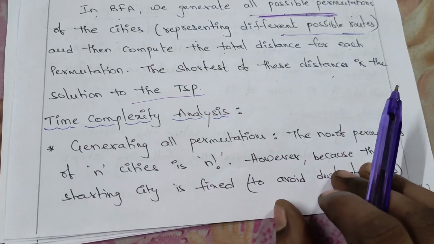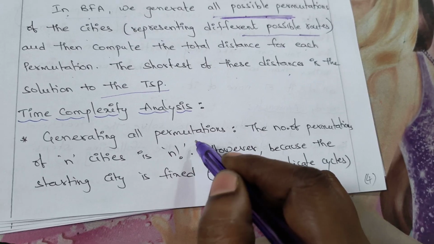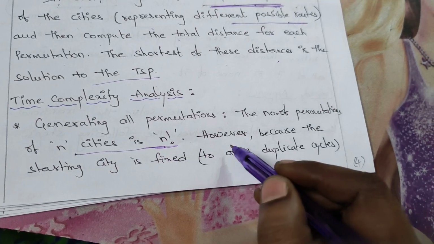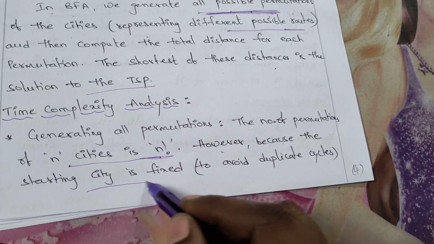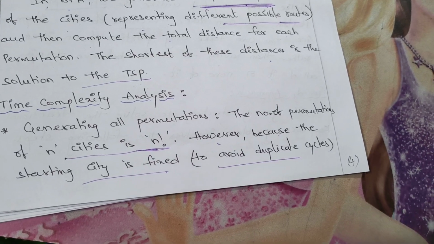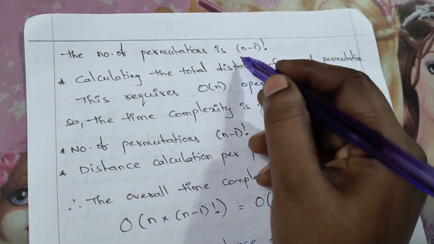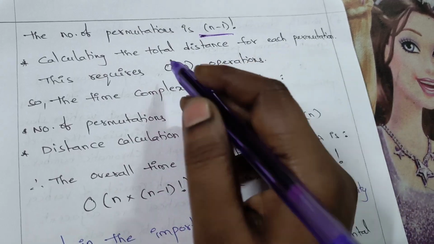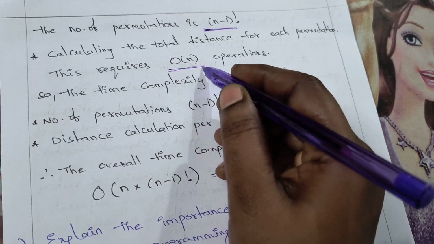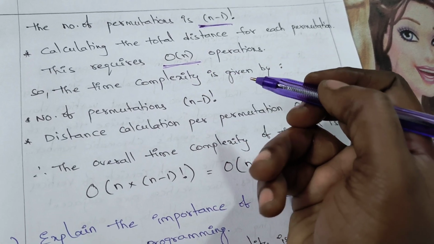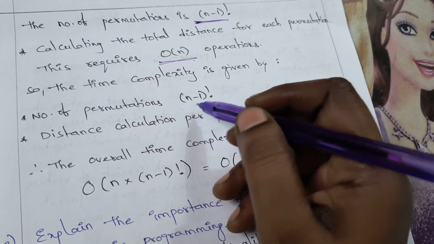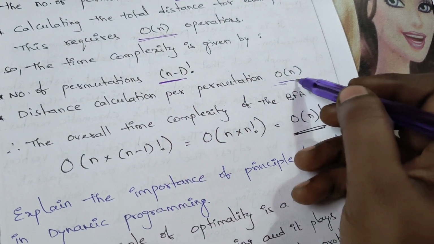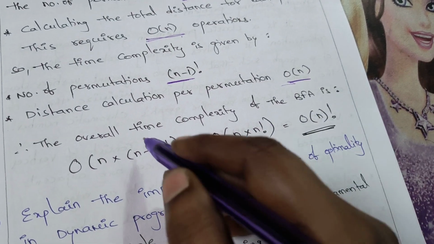Now the time complexity of this is what? Generating all permutations: the number of permutations of n cities is n factorial. However, because the starting city is fixed, to avoid duplicates, the number of permutations is (n minus 1) factorial. Calculating the total distance for each permutation requires big O of n operations. Now the time complexity is given by the number of permutations, (n minus 1) factorial, and distance calculation per permutation is big O of n. Now the overall is what?